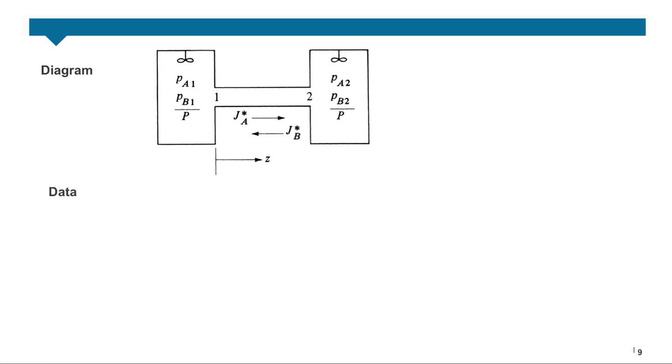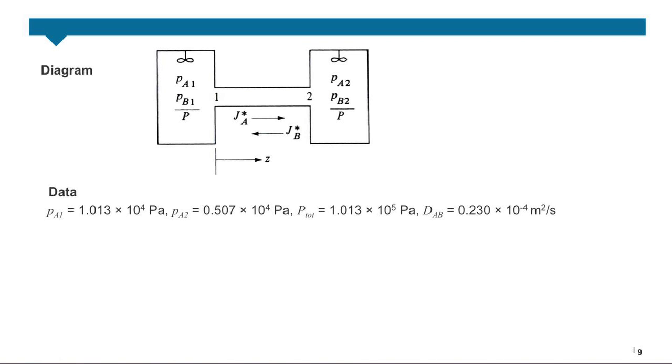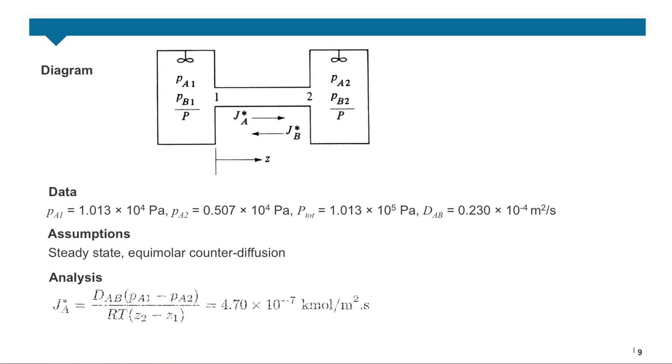So if you want, you can draw a diagram. It's the same as the one from the question statement. There are the key pieces of data summarized from the problem statement. The only assumption that we need is that it's at steady state and that we have equimolar counter-diffusion. And so the analysis is simply to substitute all of the known values into this expression to calculate the flux. And the answer is that the flux at steady state is 4.7 by 10⁻⁷ kilomoles per meter squared second.